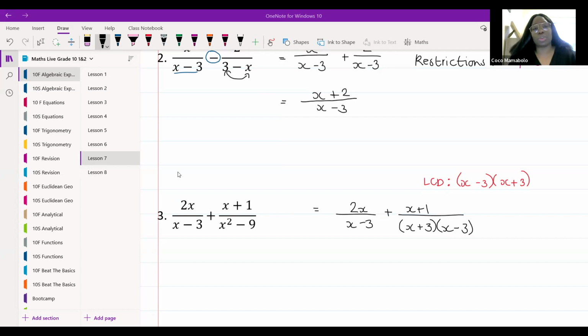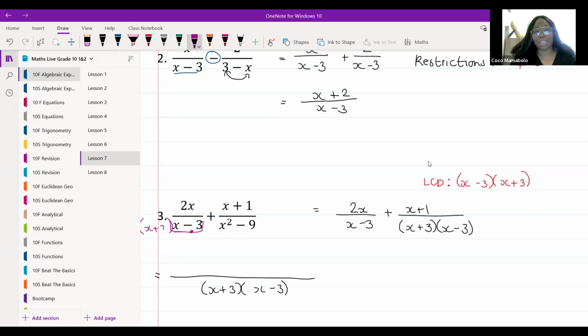Okay, Kat, I'm going to finish this question quickly, and then I'm going to show you another example to show you exactly what I mean. I know that my LCD needs to be x plus 3 and x minus 3. I need to represent the whole denominator. This denominator over here is missing x plus 3, so to get it to look like the LCD, I'm going to multiply it by x plus 3. Whatever I do on the bottom, I have to do on the top as well, so I'm also going to multiply the top by x plus 3.